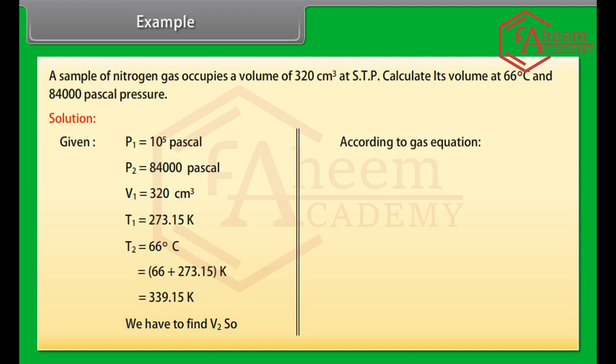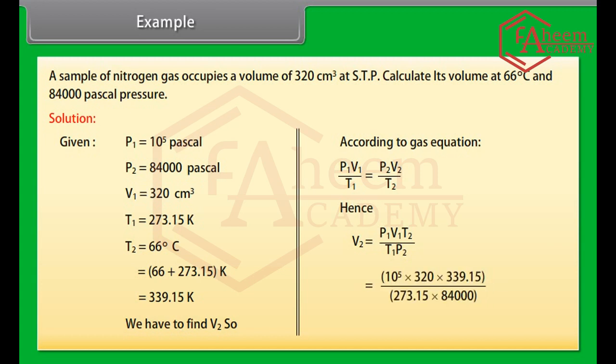So, according to the gas equation, P1 V1 by T1 is equal to P2 V2 by T2. Hence, V2 is equal to P1 V1 T2 by T1 P2, which is equal to 10 raised to the power 5 into 320 into 339.15 divided by 273.15 into 84,000, which is equal to 473 centimeter cube.